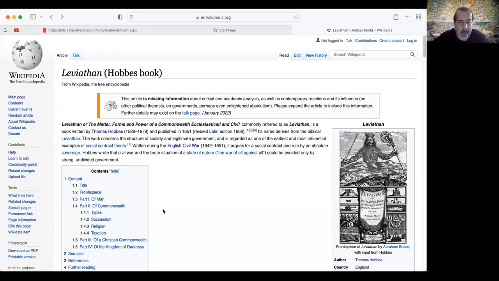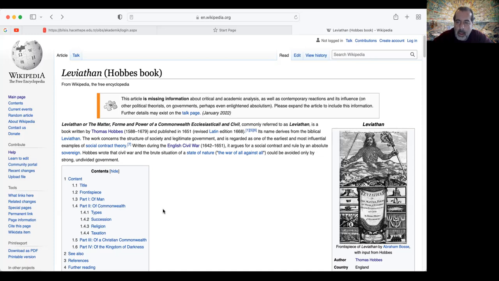So the state is a necessary evil. That's why he calls this Leviathan. Leviathan was the sea monster in Jewish mythology, actually. So the state is bad because it uses force against human beings, basically. But it is also necessary because there's only one way of preventing the society from falling into constant war and struggle. So for this reason, the state is important, and this is called the social contract.